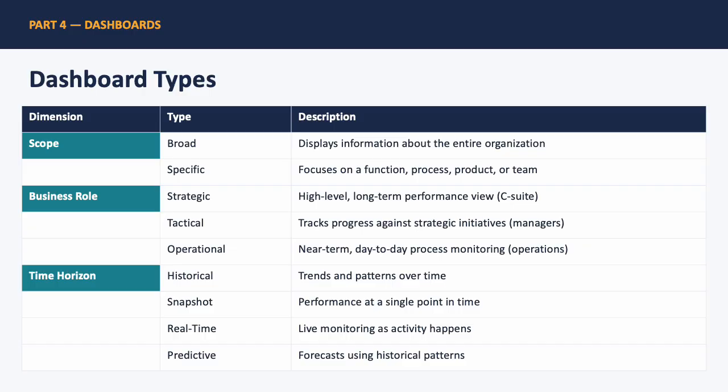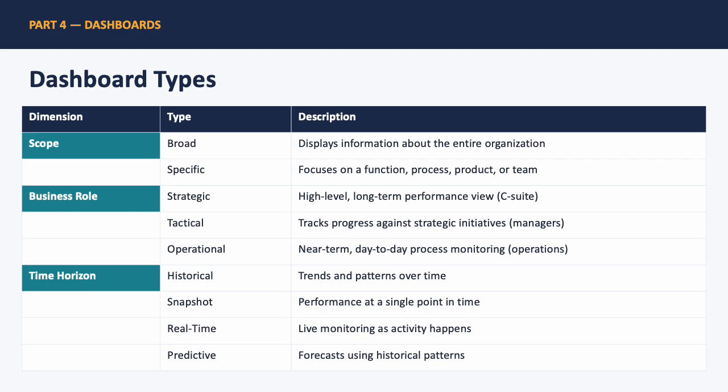In terms of business role, a strategic dashboard provides a high-level, long-term view of organizational performance and is typically consumed by senior leadership. A tactical dashboard measures progress against specific strategic initiatives and is used by middle management. An operational dashboard focuses on near-term day-to-day process performance and is most useful to frontline supervisors and operational staff.